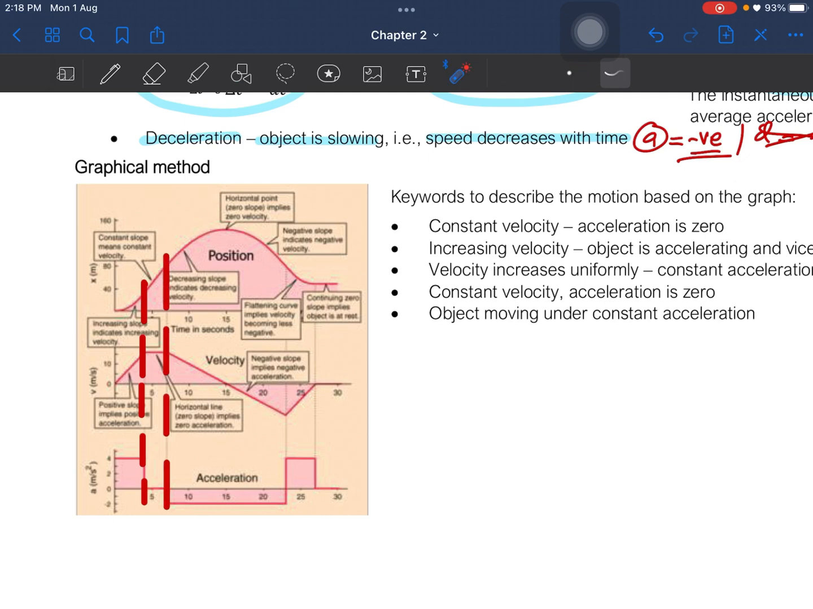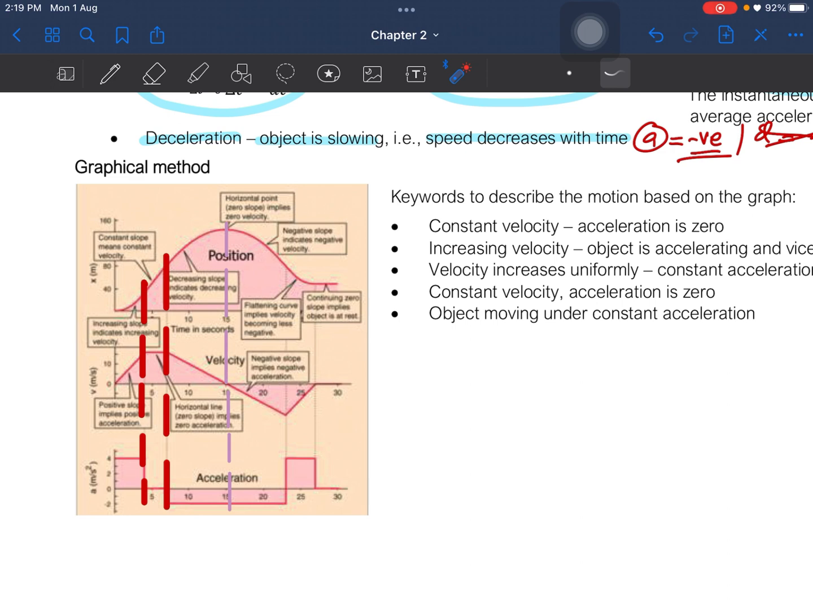And then let's look at this point here. This horizontal part implies that there is a 0 velocity. So at this point up till this point, the velocity is equal to 0. And this slope here indicates that there is a decrease in velocity. That decrease in velocity is telling us that there is a deceleration. So that's why it is negative at this part here.